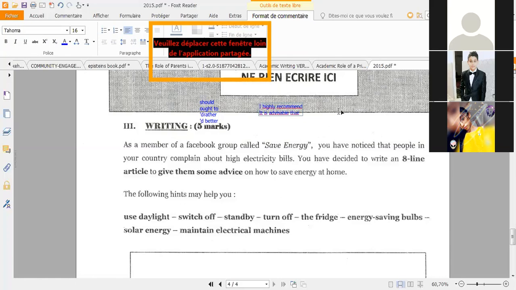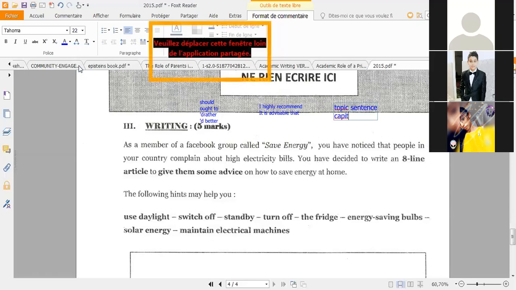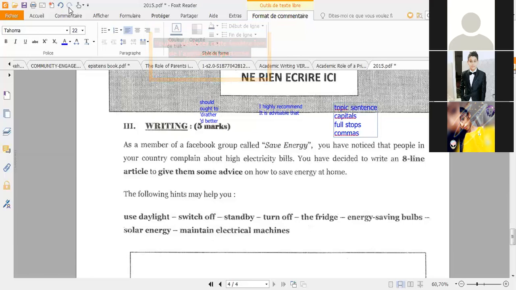Don't forget your topic sentence or introductory sentence, okay? Don't forget this. This is very important. Don't forget your capitals and your full stops or periods, your commas too. I will give you 20 minutes to finish this exercise, okay? All right, so start doing the exercise.